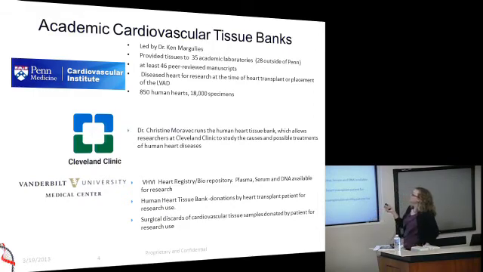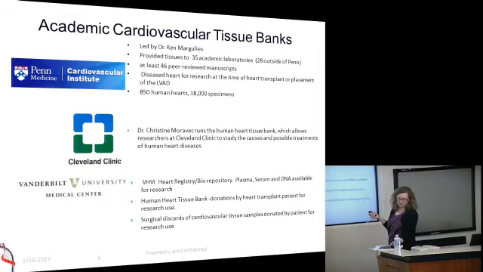What I'd like to point out is that the premier example would be at Penn. It's led by Dr. Ken Margulies. On their website, they advertise that they have 850 human hearts banked and about 18,000 specimens. This bank has provided tissues to 35 academic laboratories, and resulting from this has been at least 46 peer-reviewed publications.